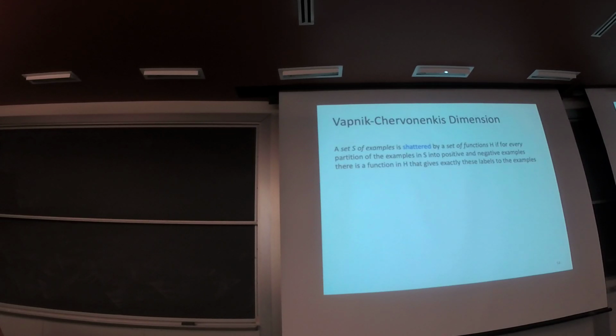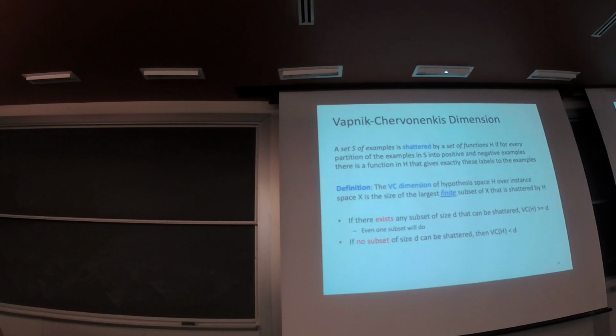Okay, so now comes our definition of VC dimension. The VC dimension of a hypothesis space H over the instance space X is the size of the largest finite subset of X that can be shattered by H. So actually shattering is a key component of the VC dimension. To calculate the VC dimension, we just enumerate the number of points.